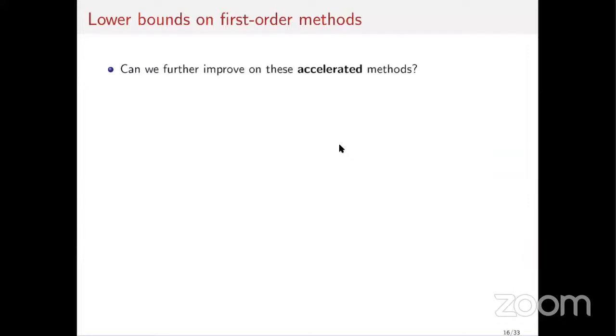Okay, so this is a question that one can ask and one can formalize, and the answer actually turns out to be no. So in a certain sense, this method of Nesterov that I just showed is optimal. Okay, in that in a certain sense, you cannot improve over it. There is no algorithm that can achieve a better convergence rate.